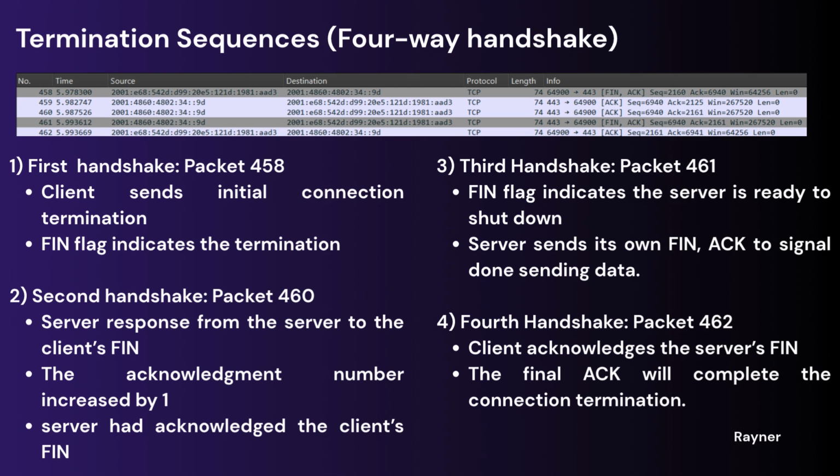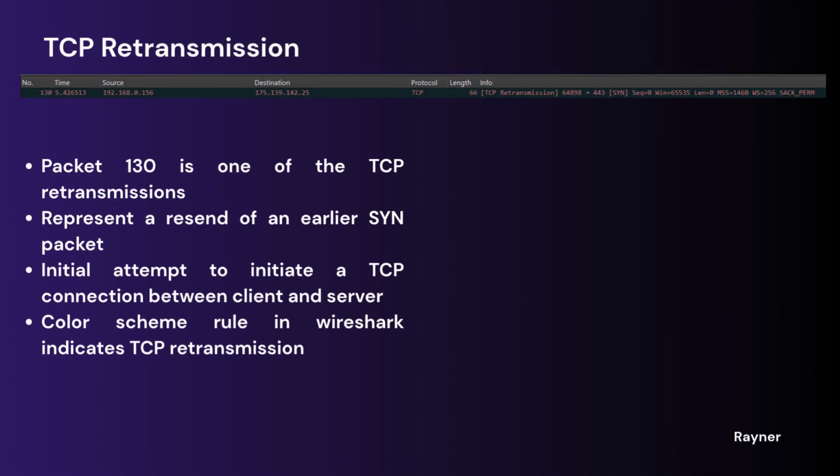It means that both sides have successfully exchanged and acknowledged each other's synchronization messages. As we move on, the second will be the termination sequence, which is a four-way handshake. We found that packets 458, 460, 461, and 462 are the termination sequence that occurred. The first handshake means the client has sent an initial connection termination, and the second is the server's response to the client FIN. The acknowledgement number also increases by 1. For the third handshake, the server sends its own FIN and ACK to signal it is done sending data. And the fourth handshake is the client acknowledging the server FIN, and the final ACK completes the connection termination.